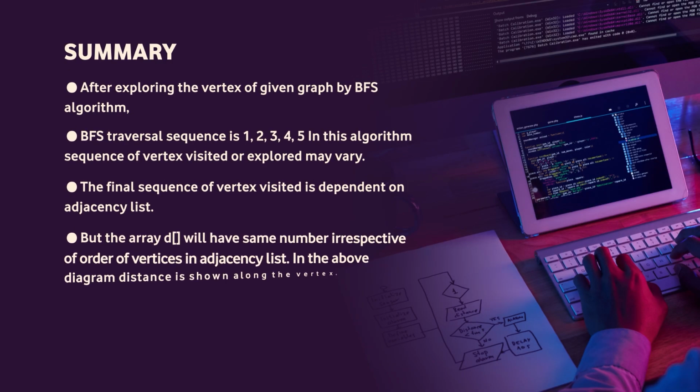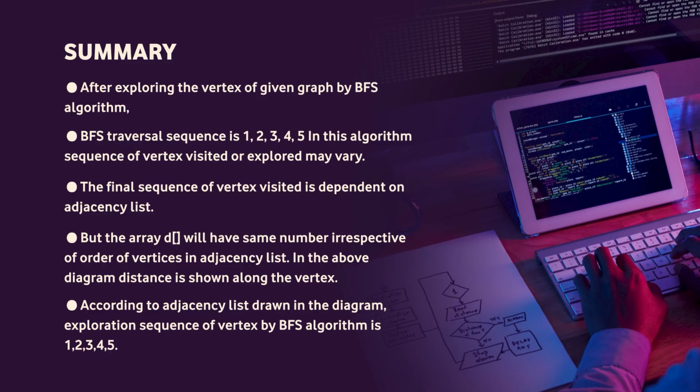Now check the summary of the breadth first search algorithm. After exploring the vertices of a given graph by the BFS algorithm, the BFS traversal sequence is 1, 2, 3, 4 and 5. Again, as I've already told you, the adjacent nodes for 1 are 2 and 3. So you can go for 3 as well, because both have the same priority, both are adjacent to 1. So another breadth first search traversal order is also possible, like 1, 3, 2, 4, 5. This is not wrong, this is also correct.